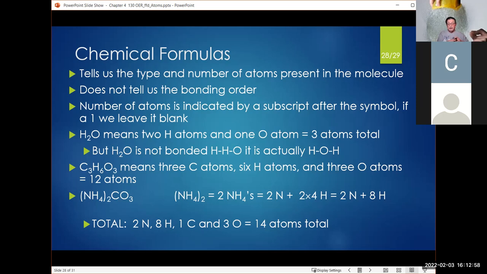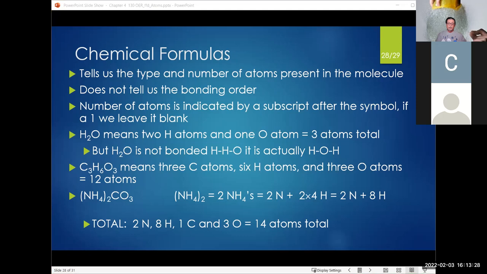All right, so that tells us also there's one carbon and there are three oxygens. So within the unit, in the parentheses, there are two nitrogens and eight hydrogens, okay? We have one carbon and three oxygens, all overall for a total of 14 atoms. This, by the way, is called ammonium carbonate. More on that much later.